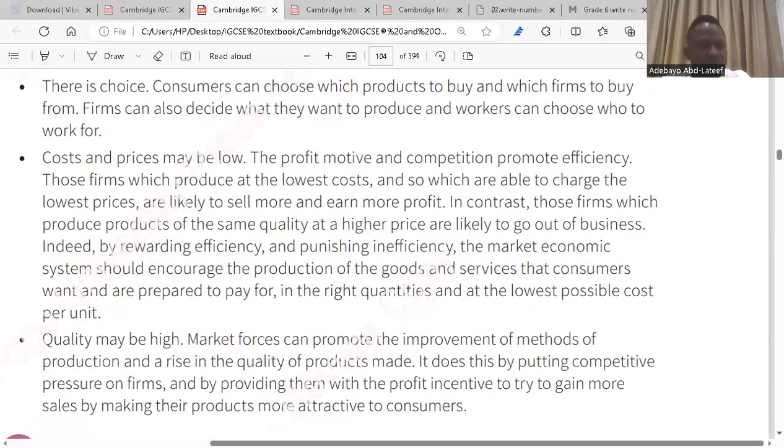Is it clear? The fourth one: costs and prices may be low. The profit motive and competition promote efficiency. Costs might be low. Prices might also be low. But there is a motive. And the motive is what? The motive to gain more customers, the motive to make profits, will bring about efficiency.